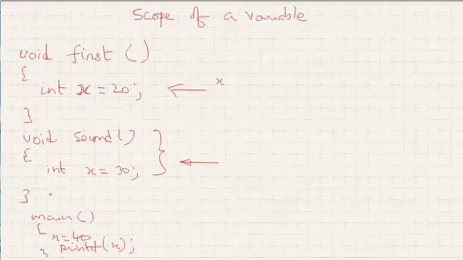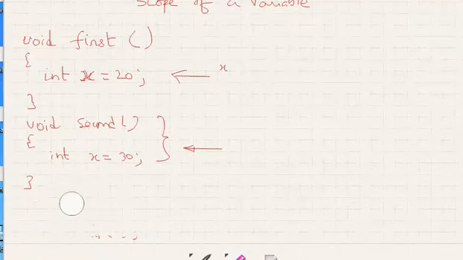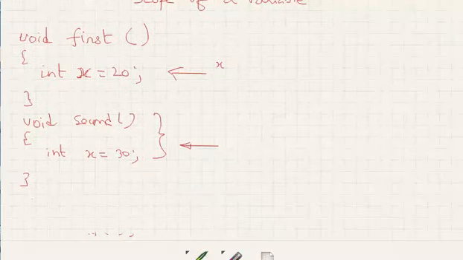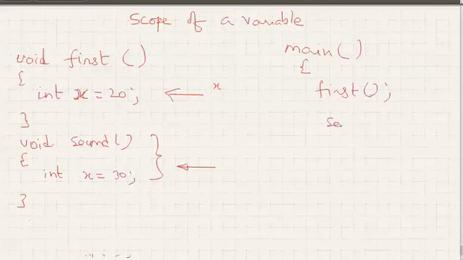Outside this function, the value of x does not exist. The scope is only within this function, especially for local variables. They're not visible outside here. Even though x is equal to 30 here, let's say my main function, I call the first and then second.